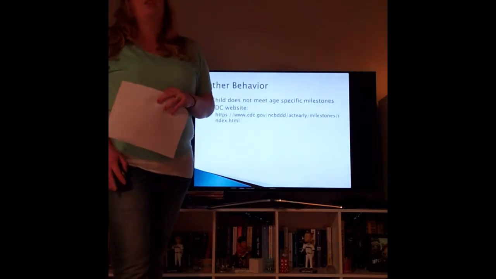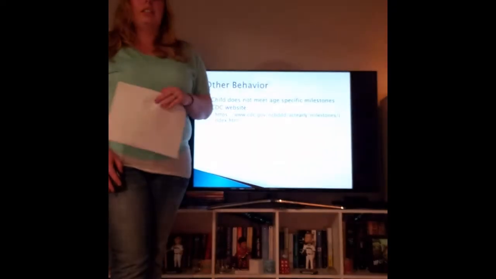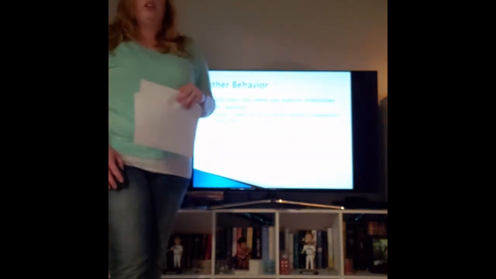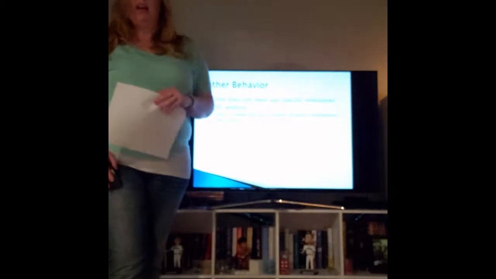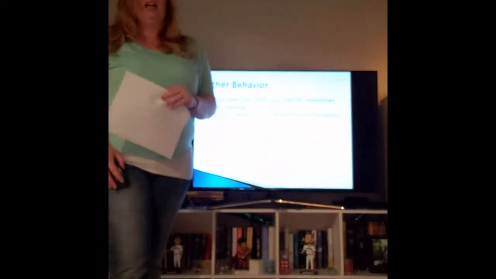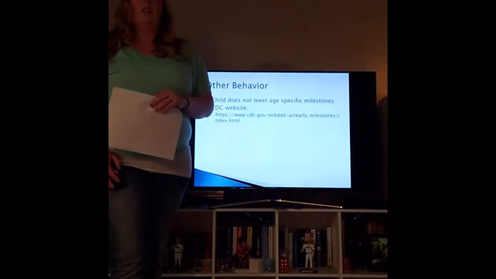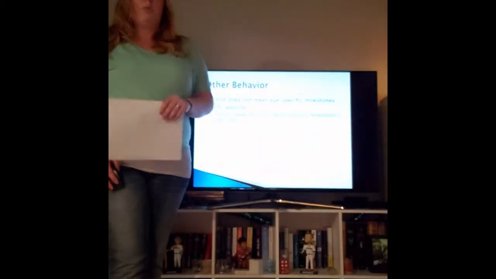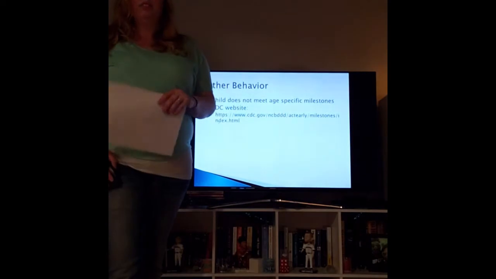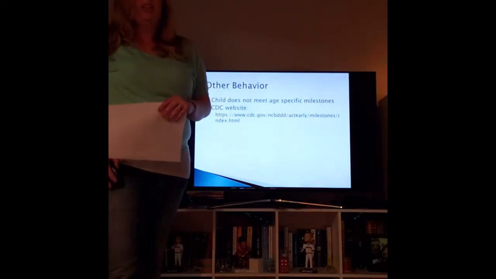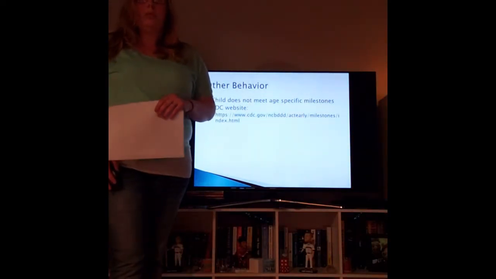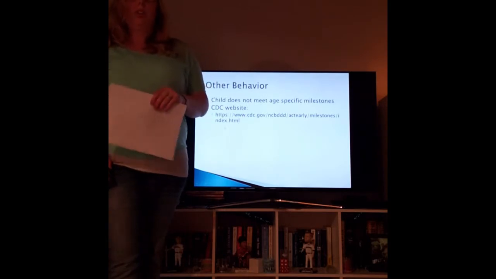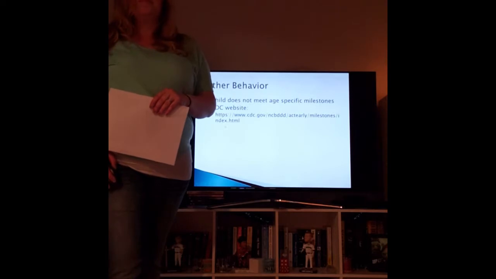The other behavior category simply states that if your child does not meet the age-specific milestones listed on the CDC's website, you should speak with a medical professional in order to determine what kind of evaluation can be done so that your child has the best outcomes in life. Again, while these behaviors are not the same for everyone, it really is critical that if you know a child who's displaying any of these behaviors, you get in touch with a medical professional as soon as possible, because early intervention is key to having better long-term outcomes for your child.